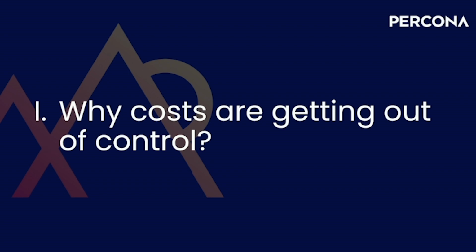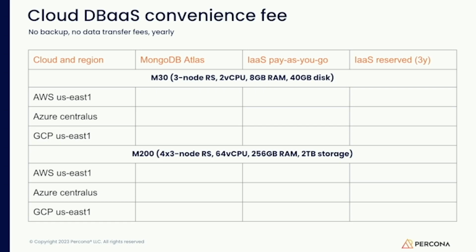So first of all, why are costs getting out of control? Well, the first reason is what I call the cloud DBaaS convenience fee. So, going with cloud database as a service with MongoDB, this is typically MongoDB Atlas, but this is actually applicable to other databases in general as well. You're going to pay a pretty high fee for the convenience that you're getting in exchange, right?